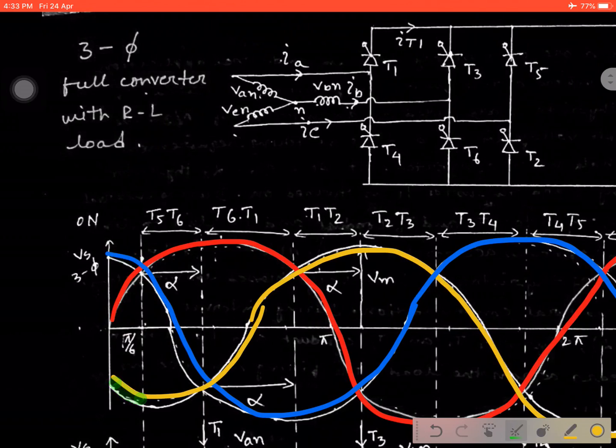That is why we cannot fire thyristor T1. But after crossing the point pi by 6, that means what? Then the VAN gradually increases with a value. That is why at this particular position, anywhere we can apply the triggering pulse. Here we consider the triggering pulse is 60 degree. That means pi by 6 plus alpha 60 degree will give you 0 to 90 degree. Exactly. Now go to the operation.